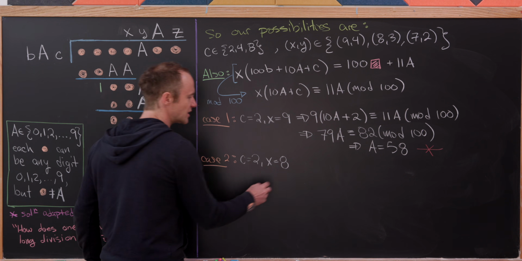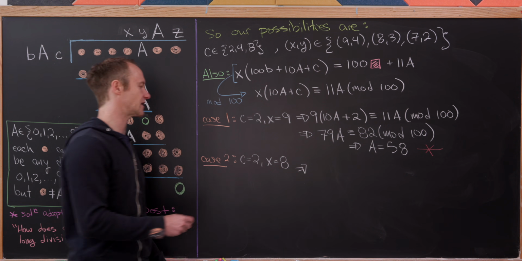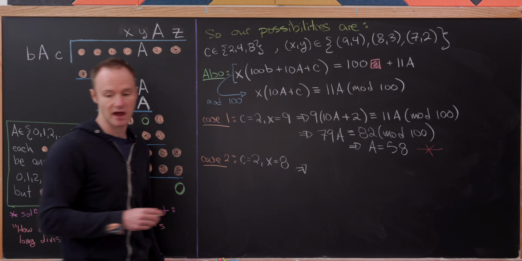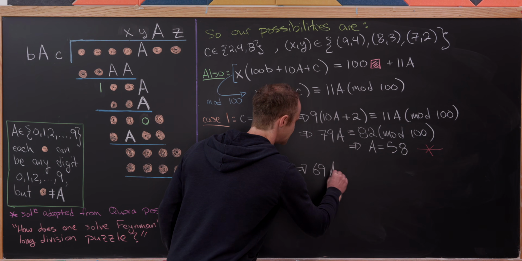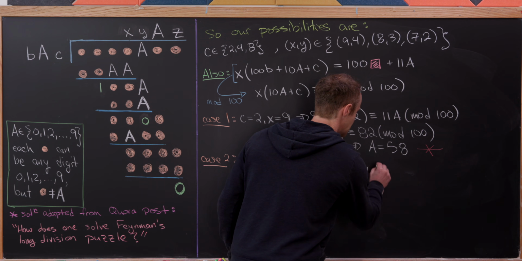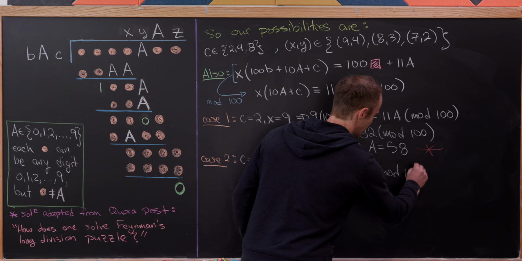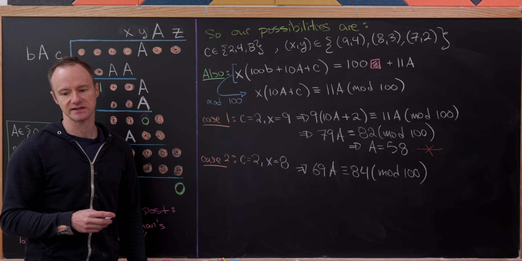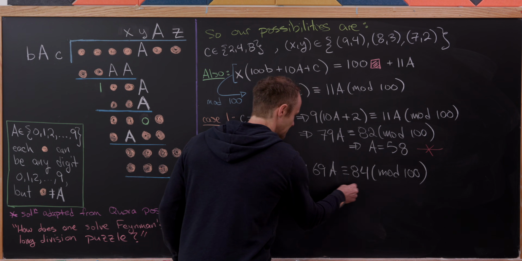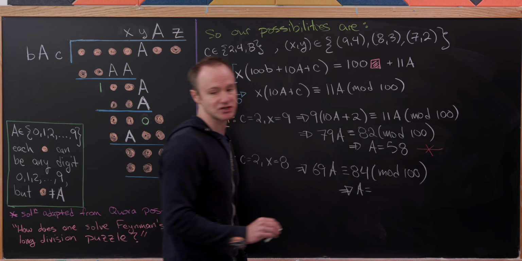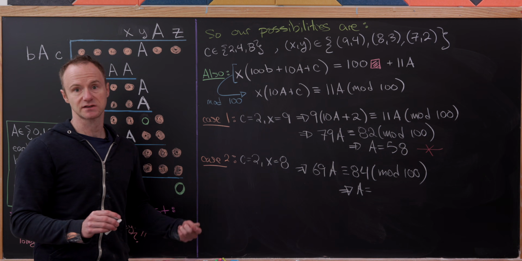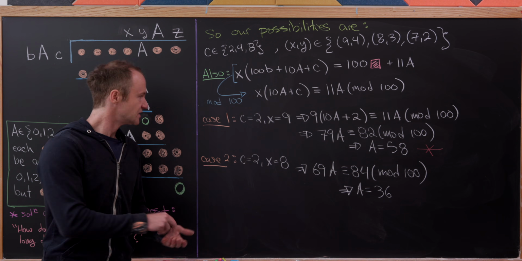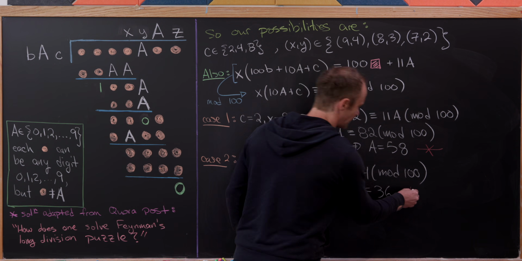So let's see, if we were to do the same kind of thing here, so push those two numbers into this congruence and move some things around, what we'll end up with is 69a is congruent to 84 modulo 100. Again, that has a solution. It's just, is that solution between 0 and 9? And it's not. If you use the standard strategies for solving this, what you'll get is that a is in fact equal to 36. So again, that's also not useful for our purposes.